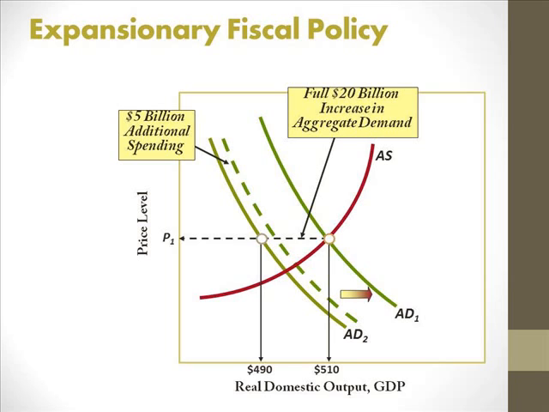Increase government spending. That would shift AD2 to AD1. Or cut taxes for people. So those are the 2 expansionary fiscal policies. Increase government spending or cutting taxes.